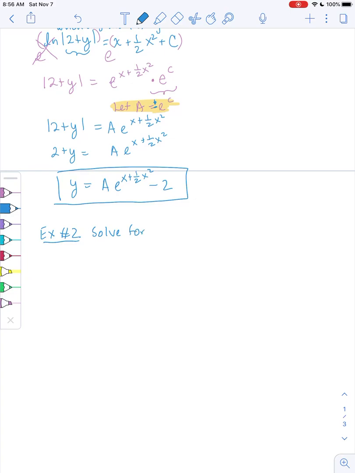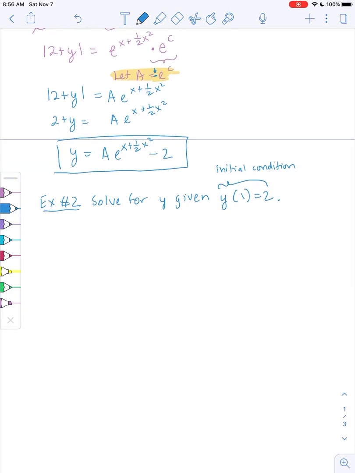In example number 2, we're going to solve for y. And this time they're going to give us the initial condition of y of 1 is equal to 2. And again, this is what we refer to as initial condition. When I see that, I know, okay, now I have enough information to solve for constants. Okay, so that's initial condition.